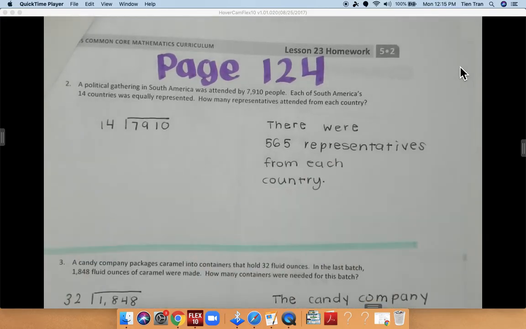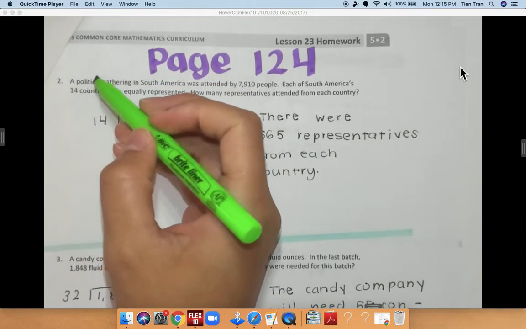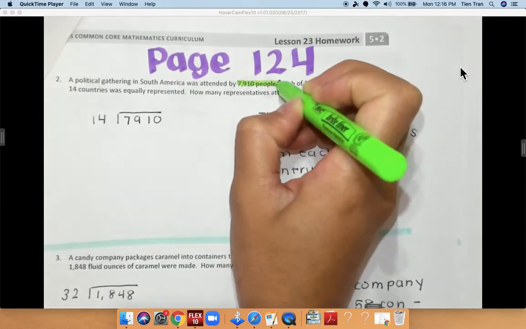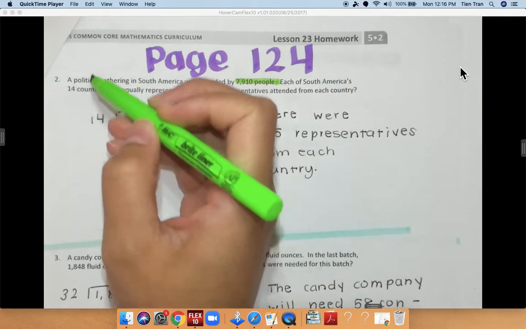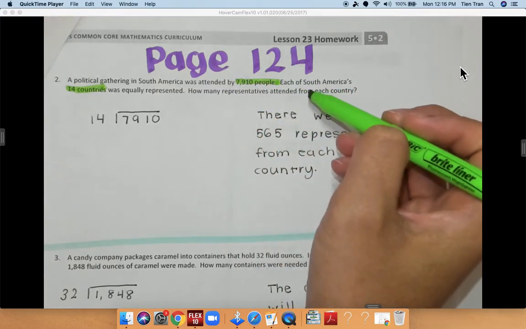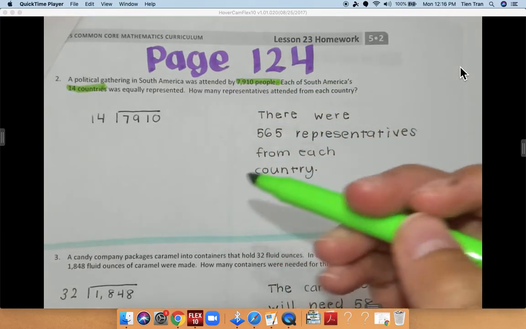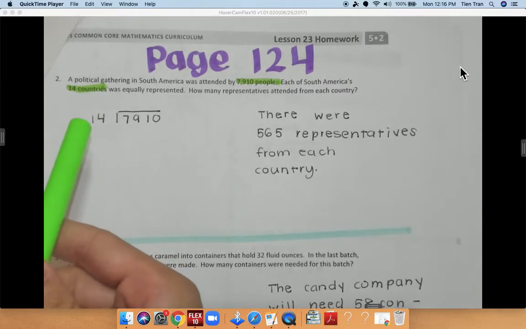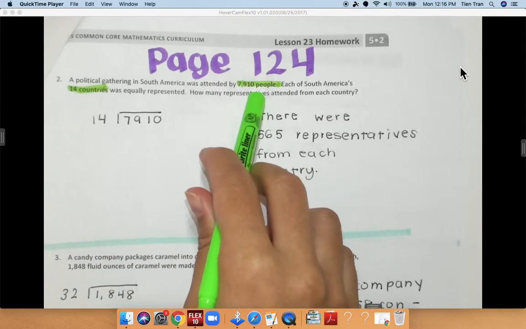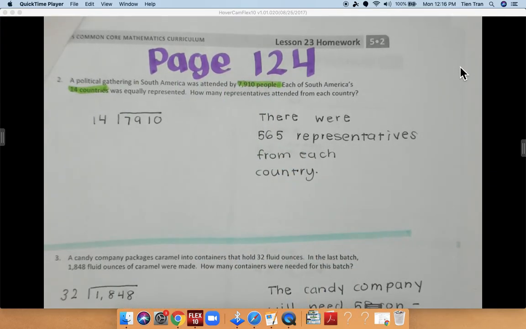And for this problem, it states, a political gathering in South America was attended by 7,910 people. Each of South America's 14 countries was equally represented. How many representatives attended from each country? So in my head, I'm picturing a story about what is going on. A political gathering. So they're gathering together, kind of like a meeting, and there's a lot of people. There's 7,910 people. And they want to know, what if there were 14 countries, because each of them are represented equally. So now we're going to divide.